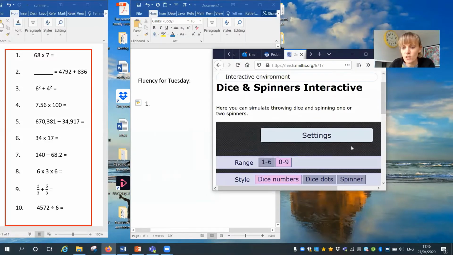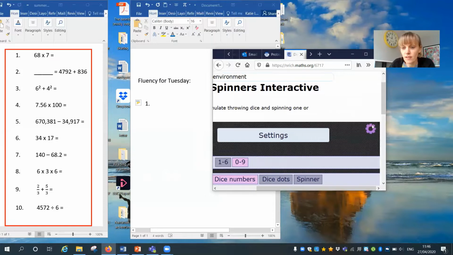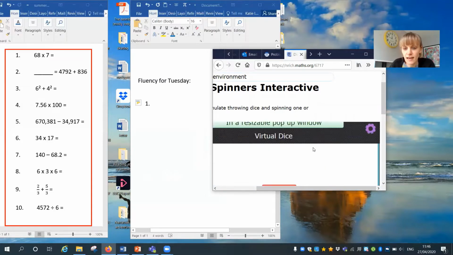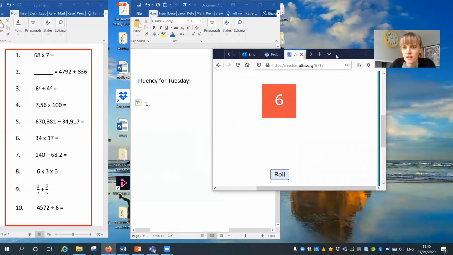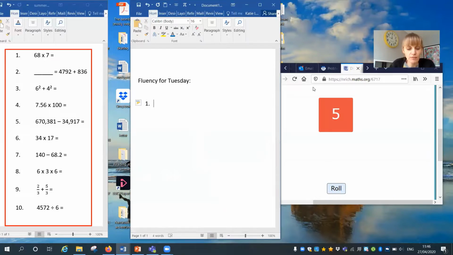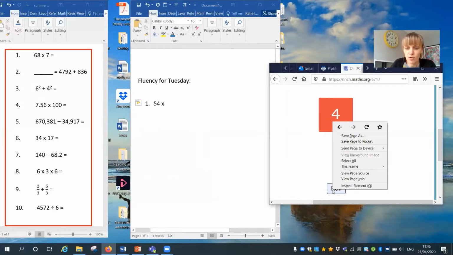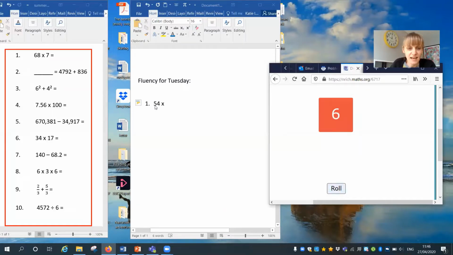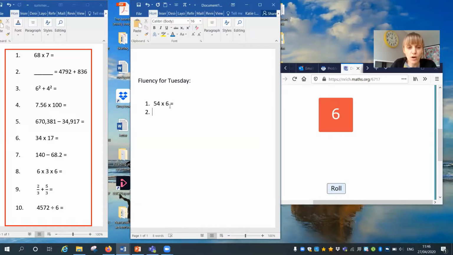So once you've saved what you want to do, you go back and press the purple, and then we'll see our virtual dice at the bottom here. So I'm just going to move it up a little bit. So I'm going to roll my dice. Now, question number 1 over here, our first question was 68 times 7. Now I've rolled a 5, so that's going to be the first digit of my 2-digit number. And then I've rolled a 4. Already I've made the number 54, and I'm now going to choose the number to multiply it by. I'm going to roll the dice again, and I get 6. So there is question number 1 already done.